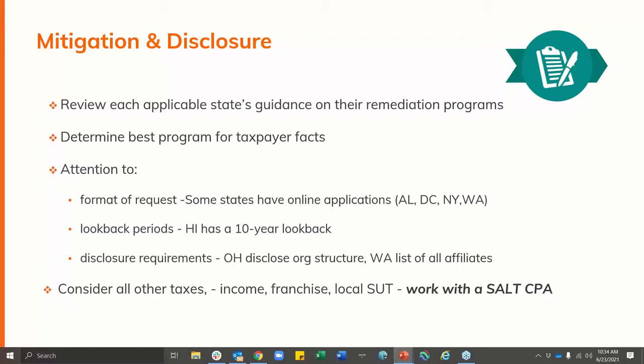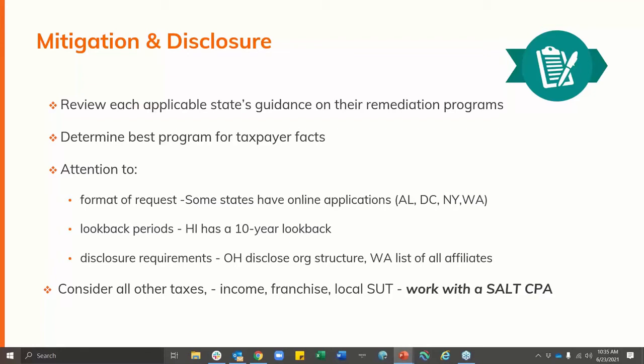Also, if you've never been registered, there may be a very short period amnesty program where they say we only want 2 years of tax. Voluntary disclosure normally wants 3 to 4, but we're going to let you come in and only pay 2 years. That was very popular when Wayfair first came in. So know the differences there, and it's all going to be taxpayer fact specific, so you have to pay attention to how you request.